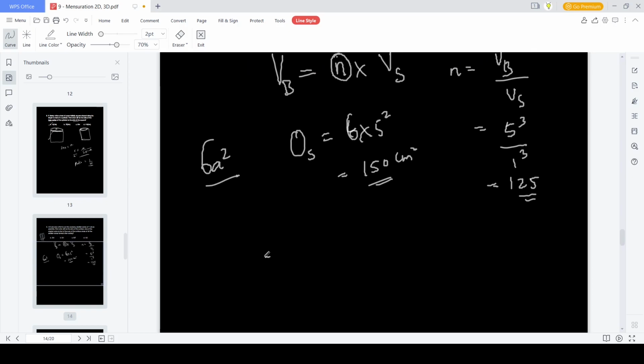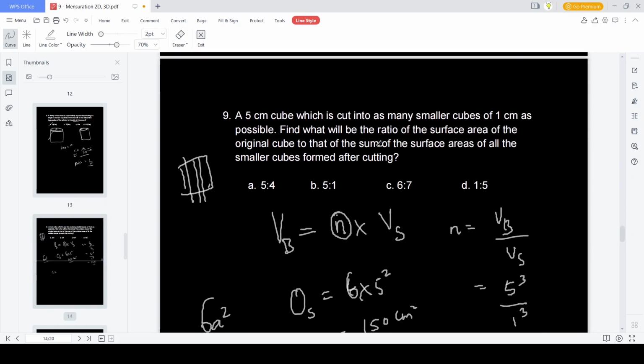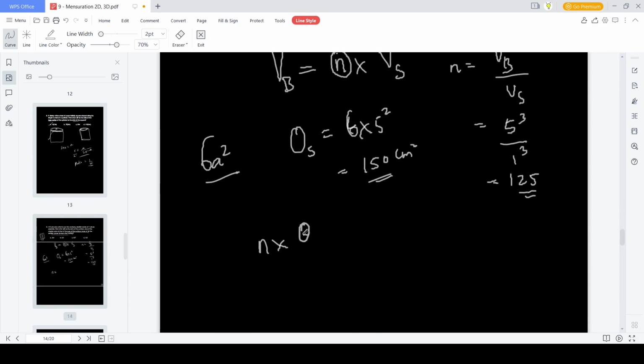Now they told the sum of all the surface areas. So it becomes n into the surface area of the smaller cube, where n is 125, into 6 into 1 square, because the surface area is 6a square. So this comes as 750 centimeter square.